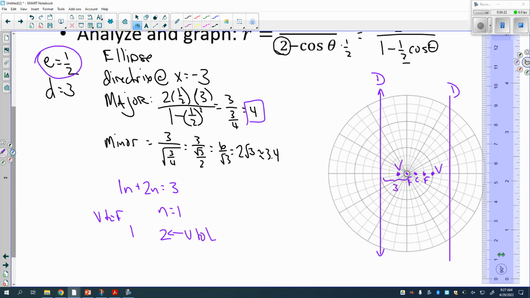Then I use my minor axis to get the co-vertices. Now again, I split that in half, so it's 1.7 up from the center, 1.7 down from the center. Those are co-vertices. And once I have that, I can just go through and draw in that ellipse.